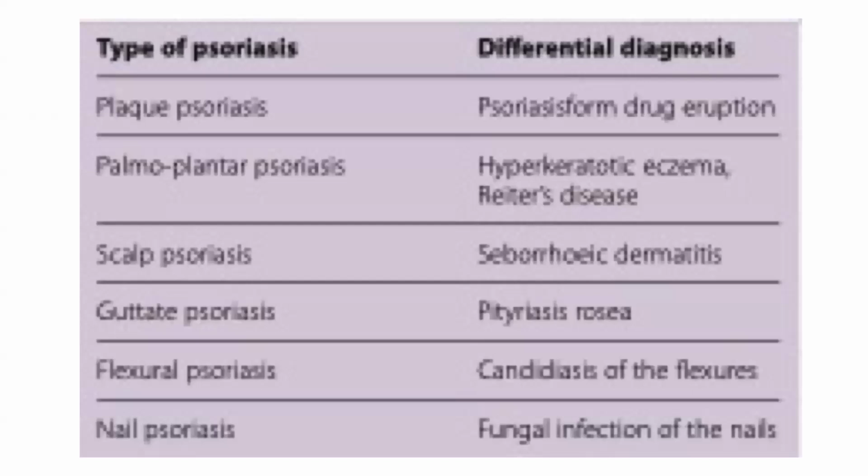So for plaque psoriasis, the differential would be psoriasiform drug eruption. Palmoplantar psoriasis is differentiated from hyperkeratotic eczema or Reiter's disease. Scalp psoriasis, seborrheic dermatitis. Guttate psoriasis is pityriasis rosea. Flexural psoriasis, candidiasis of the flexures. Nail psoriasis, fungal infection of the nails.